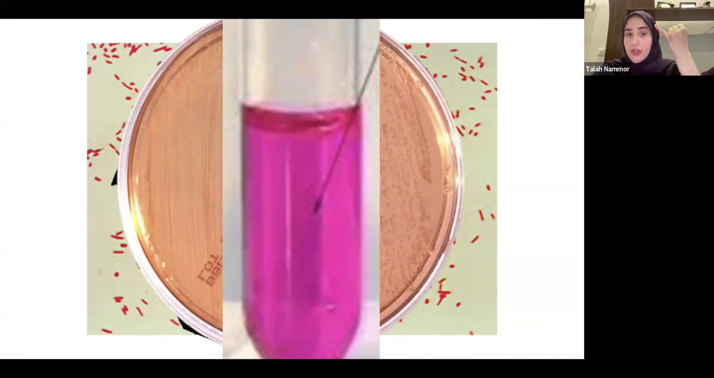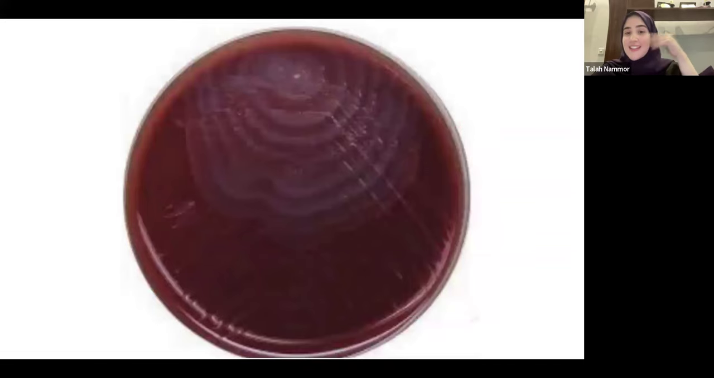So non-lactose fermenter, urease positive, oxidase negative. And I think I have a hint, wait. Yeah. And this is not a trick, come on. This is something to help you, a hint. So swarming motion in the agar. What are we thinking of?